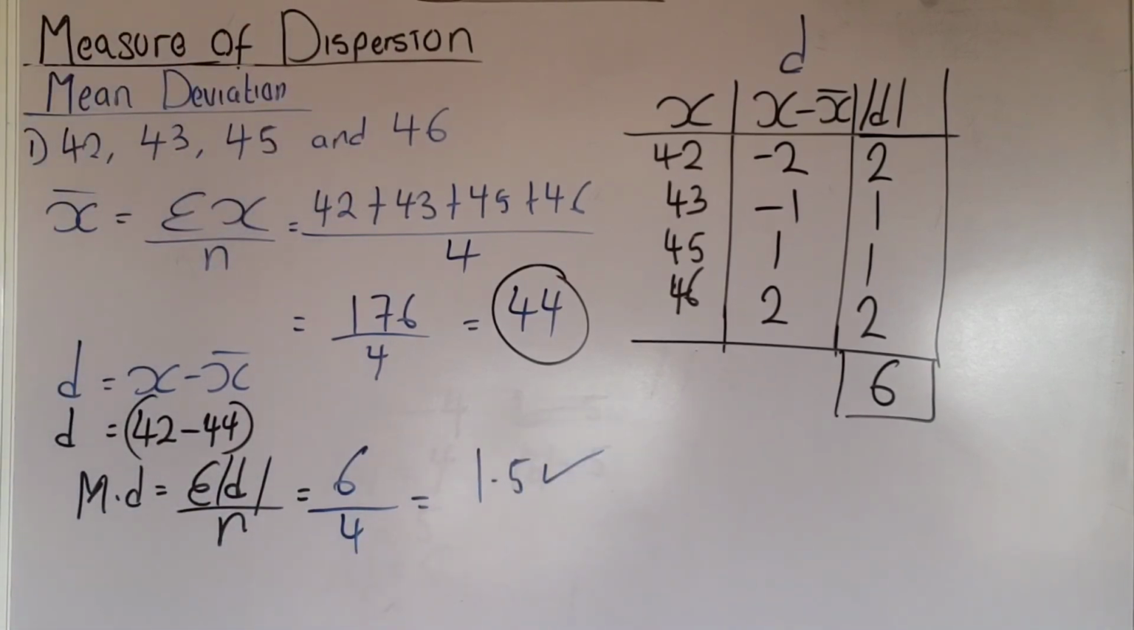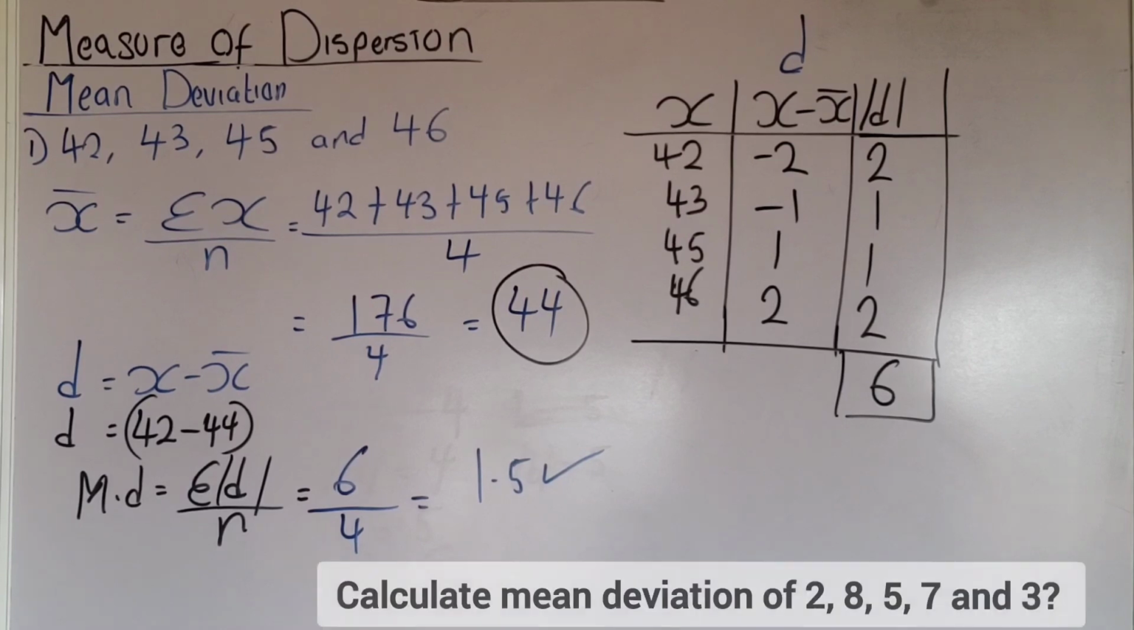Okay? So I'm very sure you understood how to calculate the mean deviation of ungrouped data now. So let me quickly give you a question here. I want you to try this question. Calculate the mean deviation of 2, 8, 5, 7, and 3.